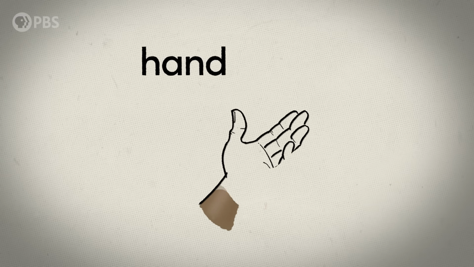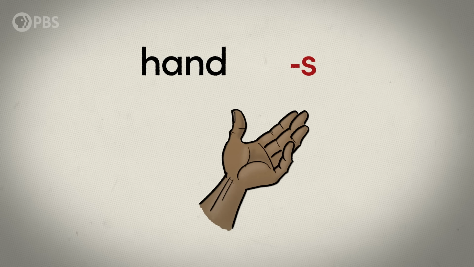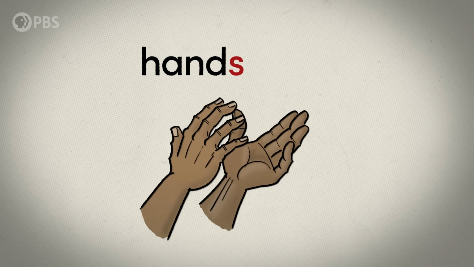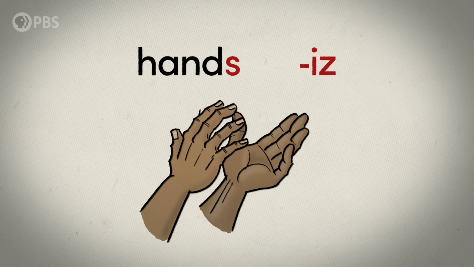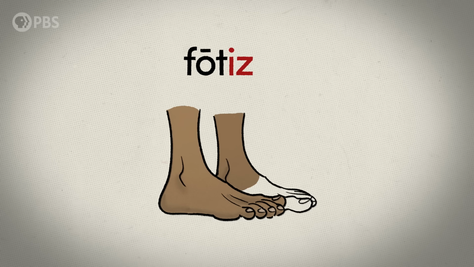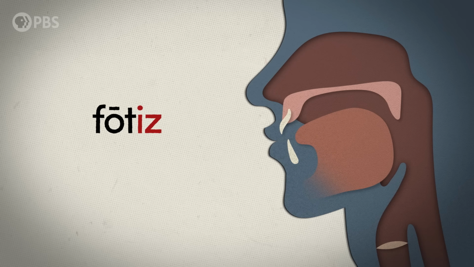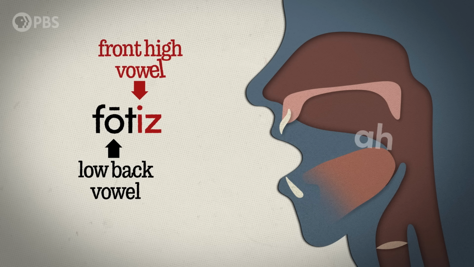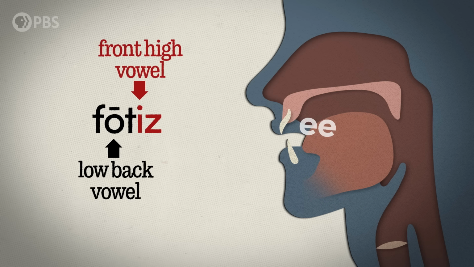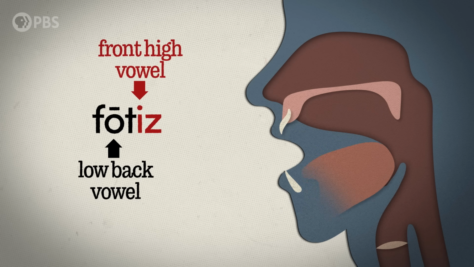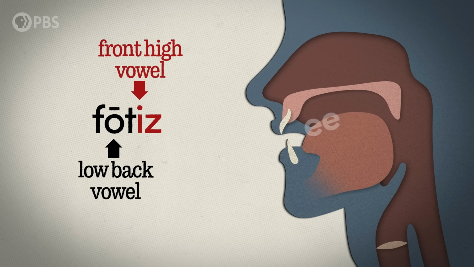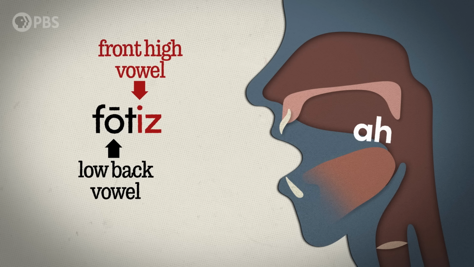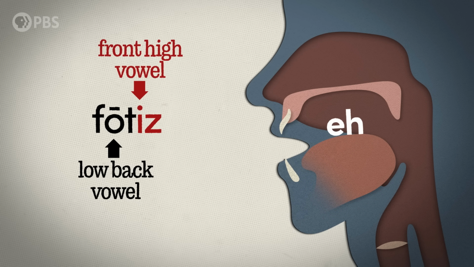At the time, the usual method of making plurals was not that different from modern English, adding e's to the end of a word. So the plural of fot might have been fotis. But something odd can happen when we have a low back vowel, ah, followed by a front high vowel, ee. It's a long distance for your mouth to travel, ah-ee. So to save effort, the first vowel gets shifted up and forward closer to the second.